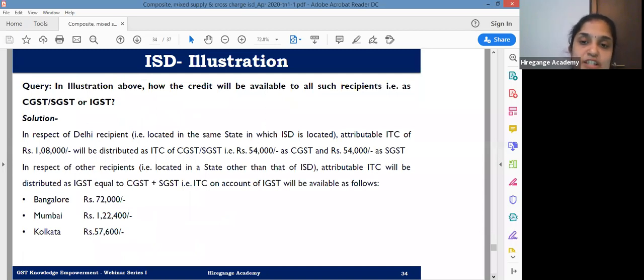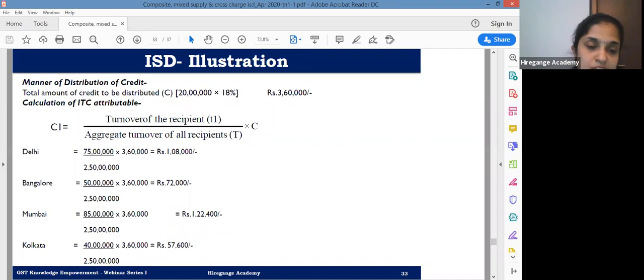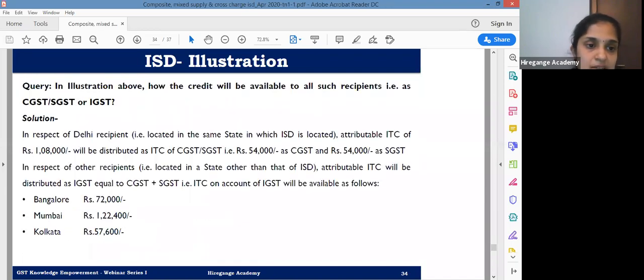So in this, how will the credit be available to all the recipients? Will it be as CGST, SGST or as IGST? Keep in mind Delhi also has a separate registration. In respect of the Delhi recipient, it is located in the same state in which the ISD is located. So the attributable ITC in our example, 1,08,000, will be distributed as CGST and SGST, 54,000 and 54,000. For the other recipients located in a state other than the ISD, the attributable ITC will be distributed as IGST, as Bangalore, Mumbai and Kolkata will get proportionate amounts on account of IGST.